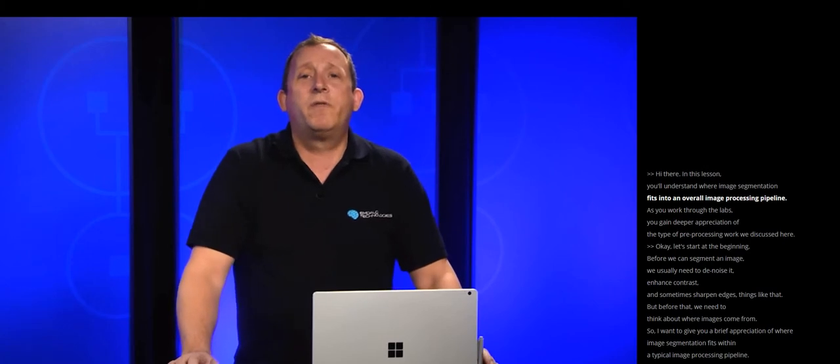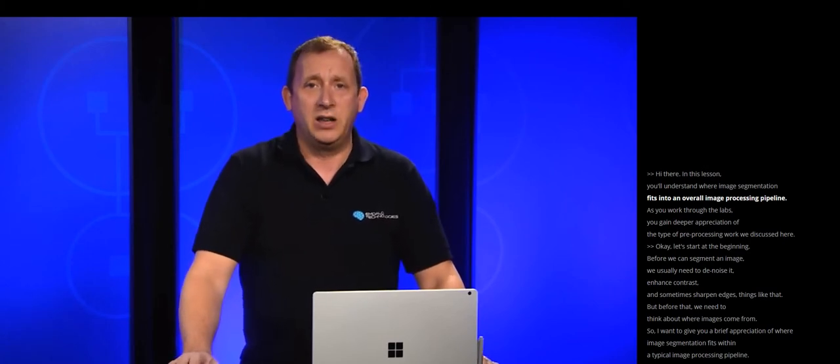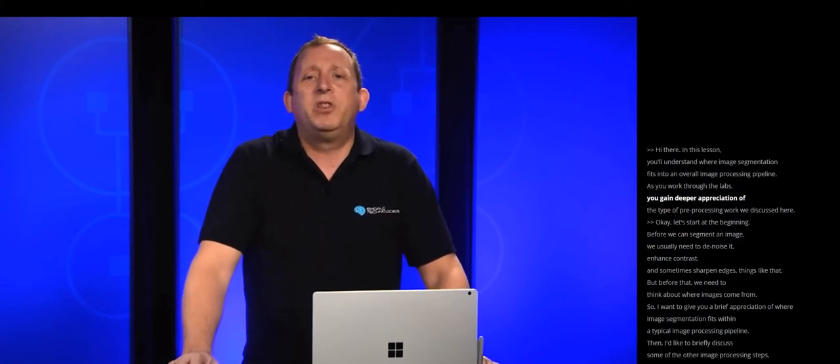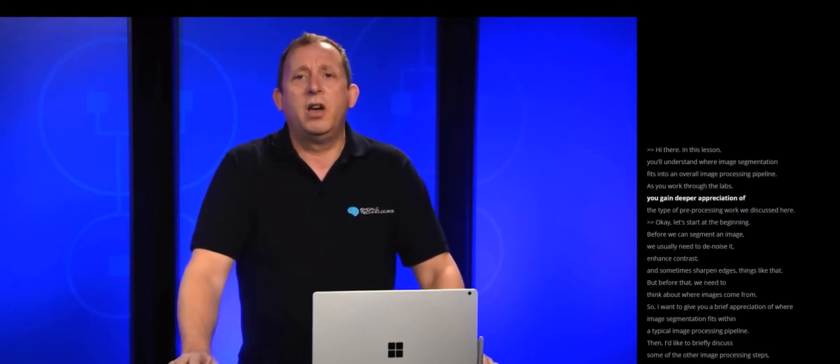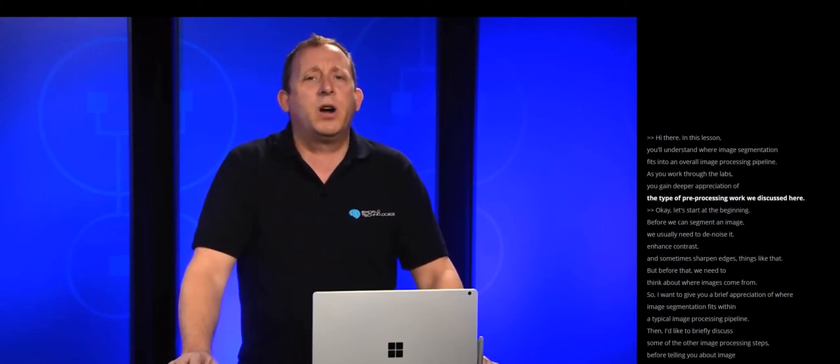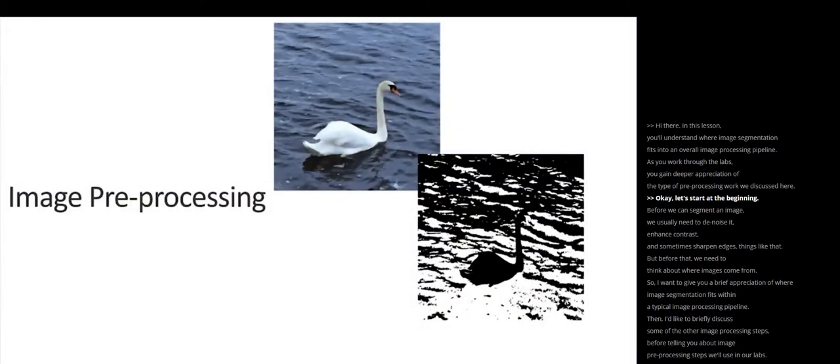Hi there! In this lesson you will understand where image segmentation fits into an overall image processing pipeline. As you work through the labs, you'll gain a deeper appreciation of the type of pre-processing work we discuss here. Okay, let's start at the beginning.